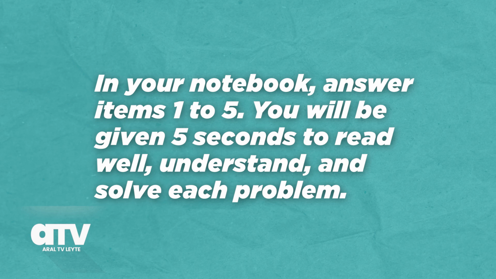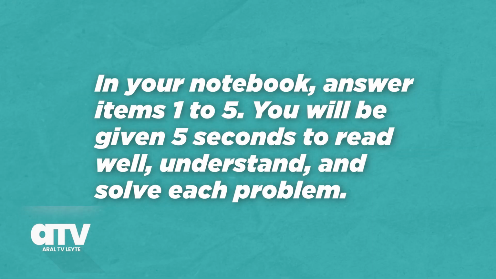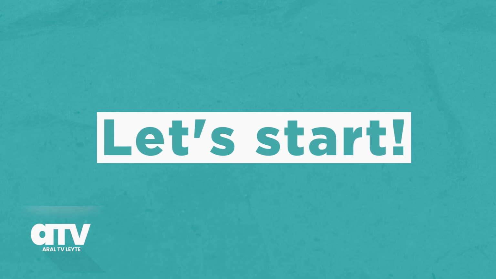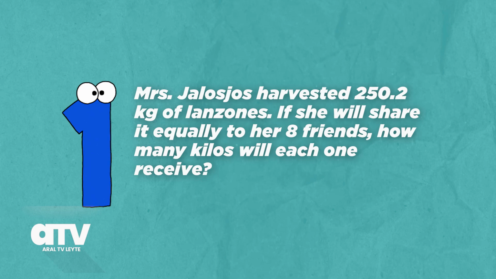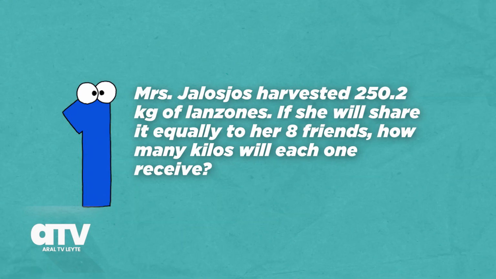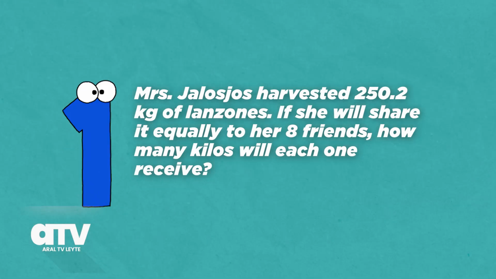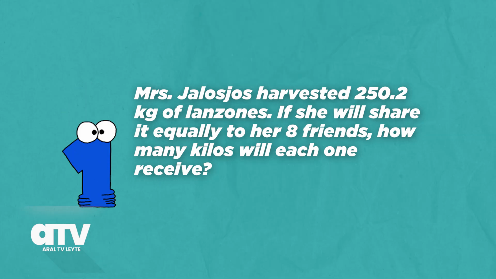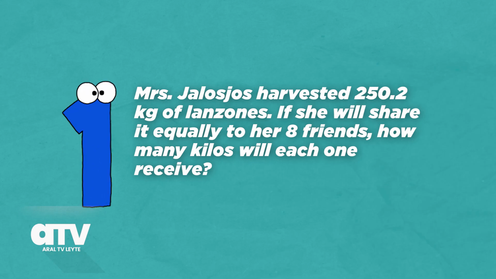At this time, I know you are ready for another activity. In your notebook, answer items 1 to 5. You will be given 5 seconds to read well, understand, and solve each problem. Let's start! Problem number 1. Mrs. Halusos harvested 250.2 kilograms of lanzones. If she will share it equally to her 8 friends, how many kilos will each one receive?